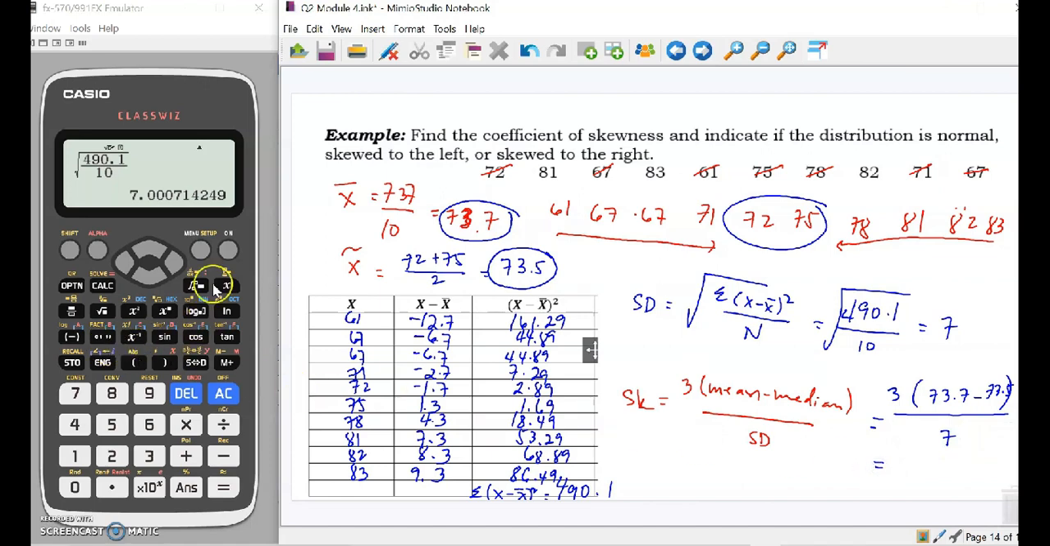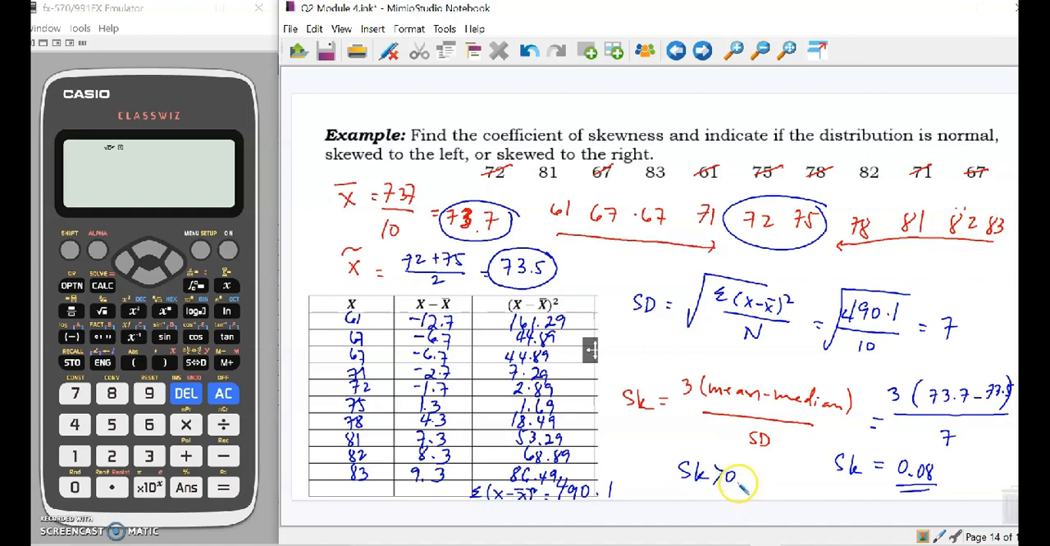So if I key that into my calculator, that would be 3 times 73.7 minus 73.5, divided by 7. That would give me approximately 0.08, or 0.09, or 0.08. If that is the case, the value of the skewness is positive. So SK is greater than 0.